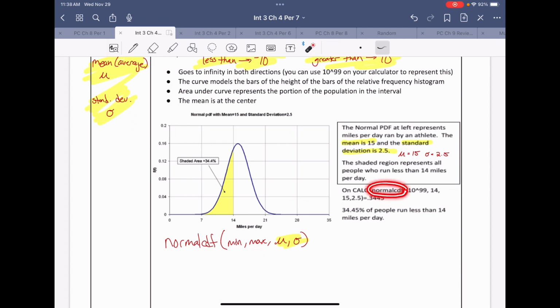Normal CDF. Less than means negative infinity. Even though you can't run negative infinity miles, we're going to pretend you can for these types of problems. And we're going to do normal CDF, negative 10 to the 99th, comma. The maximum is what they gave me. They want less than 14. So 14 is the max. Comma, mu is 15, and sigma is 2.5. When you type it into your calculator, you get this decimal, and you move it 2 places to the right to make it a percentage.